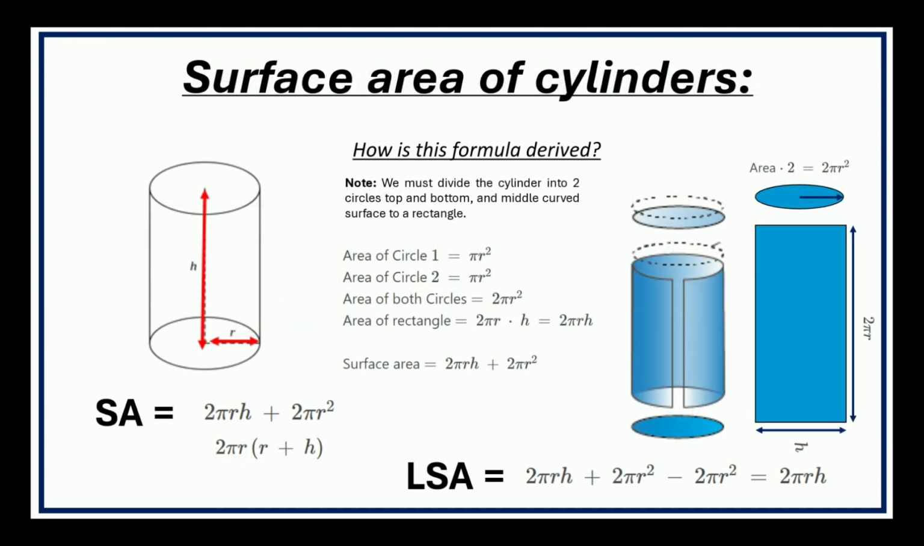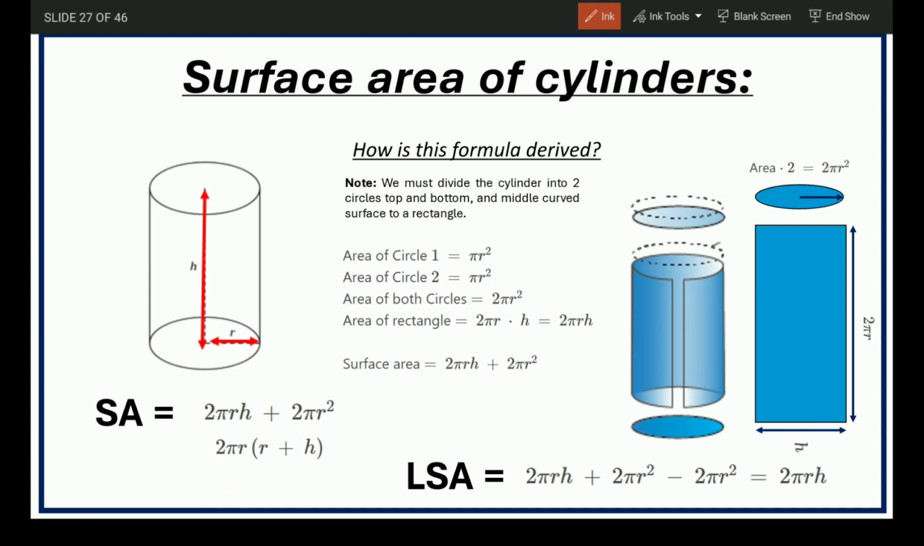Surface area of cylinders. Now this is quite a little tricky, to be frank. Okay, so the surface area formula of a cylinder is 2 pi r h plus 2 pi r squared, aka 2 pi r into r plus h. Now it just sounds weird with all the symbols and stuff, so I'm just gonna go straight into it.